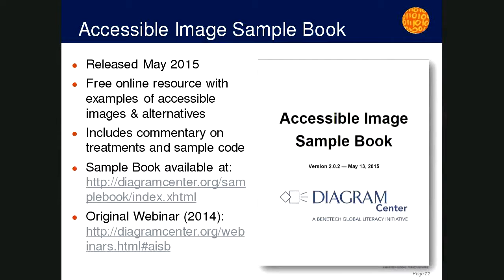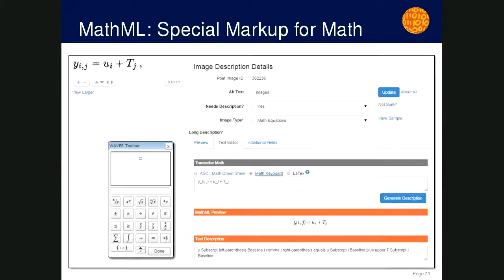There was also a webinar that the Diagram Center put on in 2014 that originally talked about how this idea came to be. We're currently on version 2 of the sample book, which came out in May of 2015. But the concept and the idea behind it is still very similar, in that we're trying to present different options and explain when you would make images accessible in those alternate formats. So that's the Accessible Image Sample Book. I highly encourage folks who are curious to take a look.